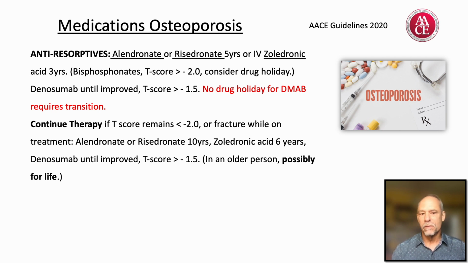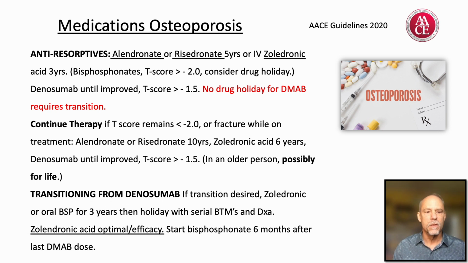Denosumab until improved again, greater than negative 1.5, and it's really not based so much on time. In an older person, it's possible that they may be on denosumab for the rest of their life. We can certainly give that longer. Denosumab tends to have less risk for some of the serious side effects. Not no risk, but a bit less than the oral bisphosphonates. So transitioning from denosumab, if transition is desired, you want to go to a bisphosphonate, either zoledronic acid IV or oral bisphosphonate for 1 to 3 years.